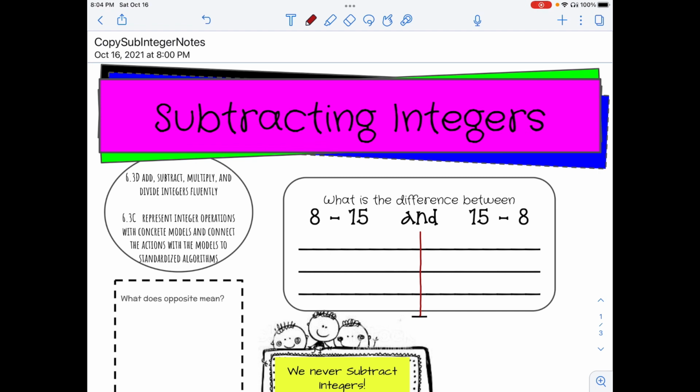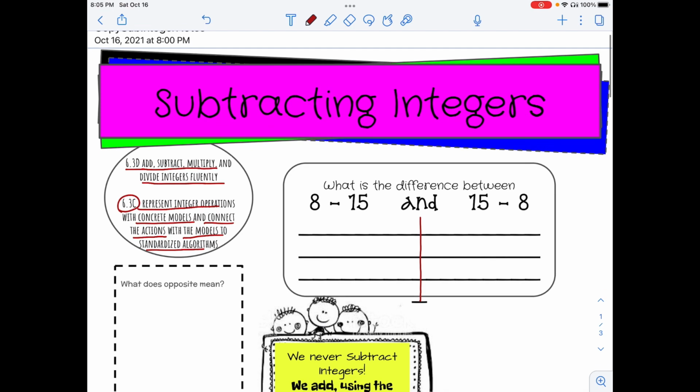Our standard today is 6.3d: add, subtract, multiply, and divide integers fluently. And 6.3c: represent integer operations with concrete models and connect the actions with the model to standardized algorithms. All right, here we go, subtracting integers.